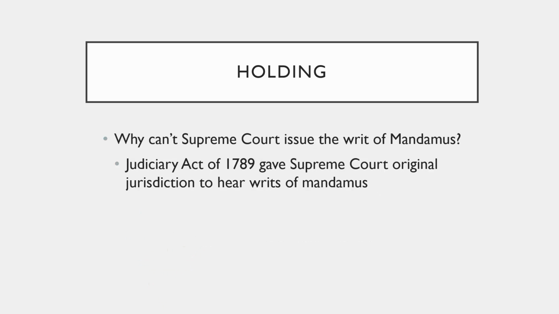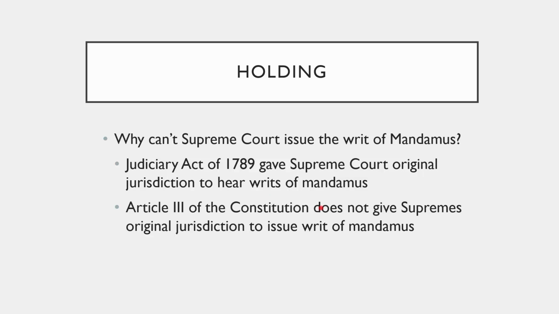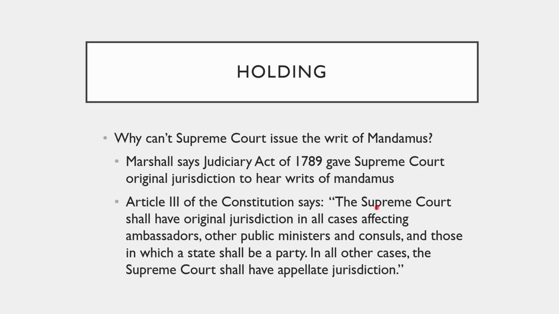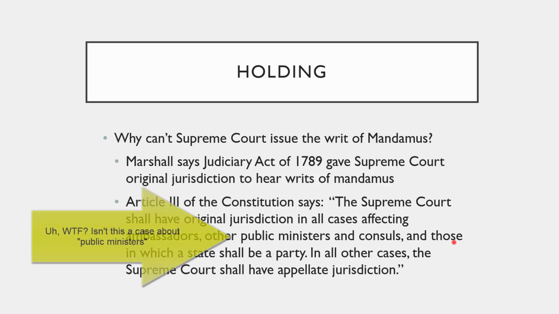So why can't the Supreme Court issue that writ of mandamus? The Judiciary Act of 1789 gave the Supreme Court original jurisdiction. Marshall's reasoning is that the Judiciary Act gave the Supreme Court original jurisdiction to hear writs of mandamus, but that Article 3 of the Constitution does not give the Supreme Court original jurisdiction to do that. Now, Article 3 of the Constitution says that the Supreme Court shall have original jurisdiction in all cases affecting ambassadors, other public ministers and consuls, and those in which a state shall be a party.